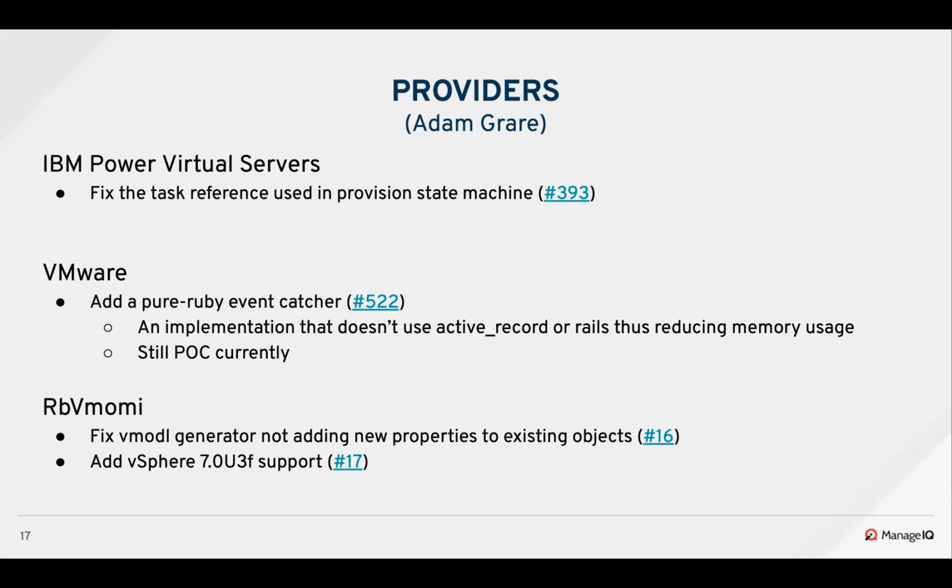For RBVMOMI, we fixed the vmodl generator. It was not adding new properties to existing objects. It was only picking up completely new objects. And so there were a couple of additions in the vSphere 7 update 3, which we were missing. A community user reported that in the RBVMOMI Gitter room, and so we got that fixed up for him. And as part of doing that, we also added vSphere 7.0 update 3F support. Not sure what was wrong with update 4, but I guess it was a really small one. That is it for providers. Over to Jim.